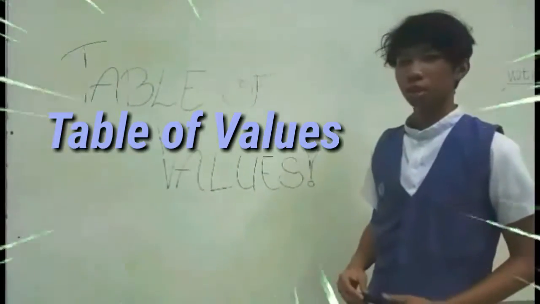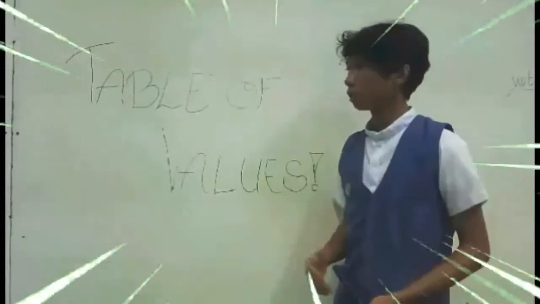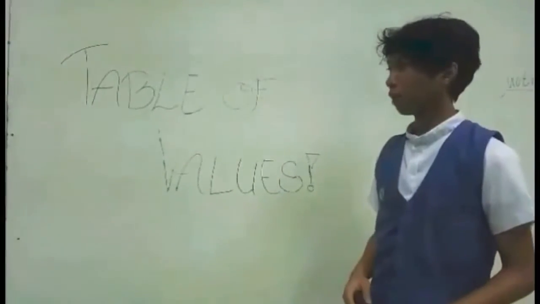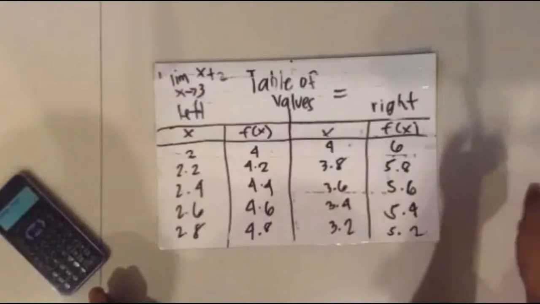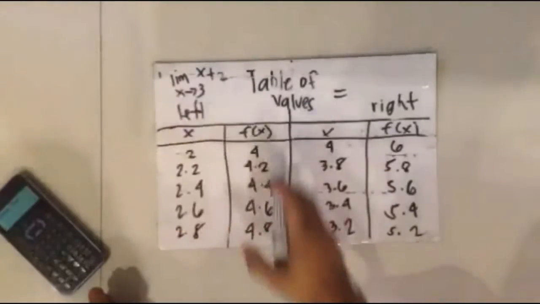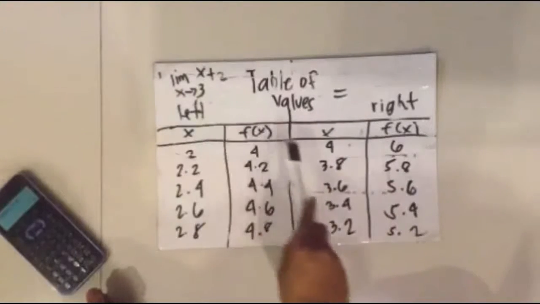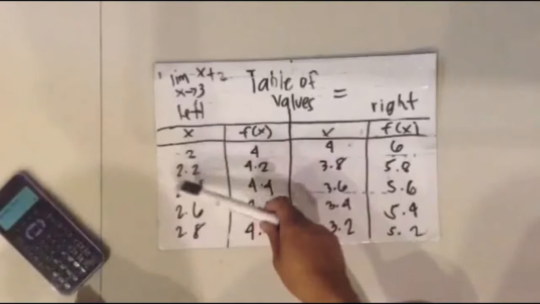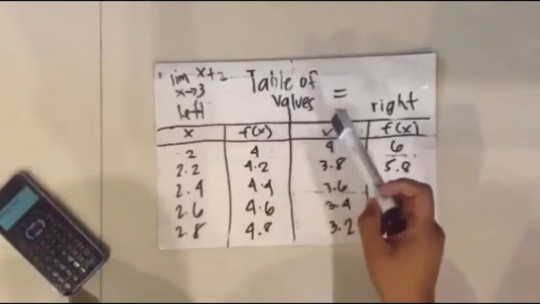Table of values. A table of values is a list of numbers that are used to substitute in one variable within an equation and/or a function to find a missing number. For our first example, in the table of values, we have the limit of x plus 2 as x approaches 3. We have the x and f of x. The x values are the ones we are substituting into the given equation, and the f of x are the answers.